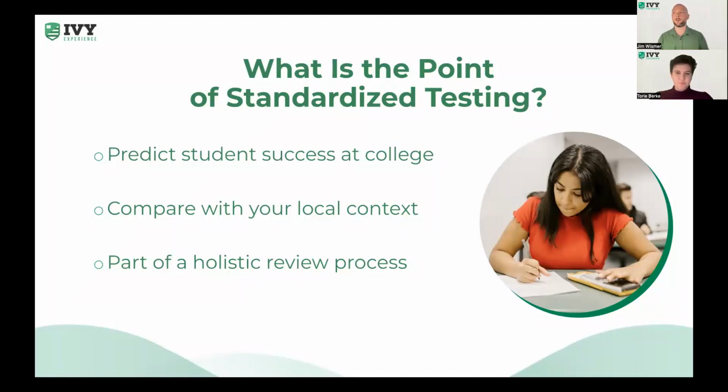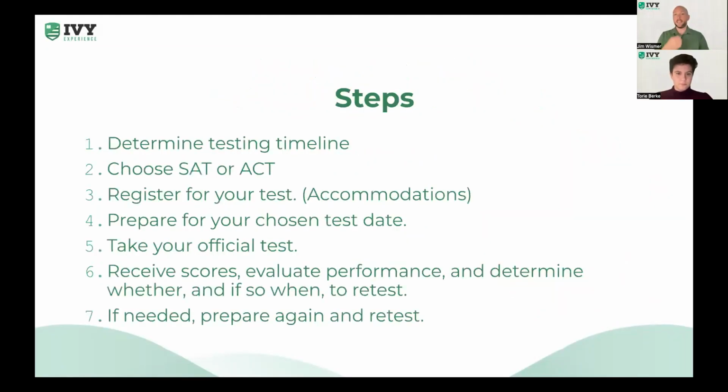And the important thing to remember about standardized testing is that it's a piece of a holistic review process. Standardized test scores are not, of course, the only factor. They are one factor of many when colleges make decisions about whether to admit students or not. Now, in terms of planning for the SAT or ACT, there are essentially 7 steps in the process. We're going to go through each of these one by one, and everything you need to know in order to make the right decision for your family and for your student.